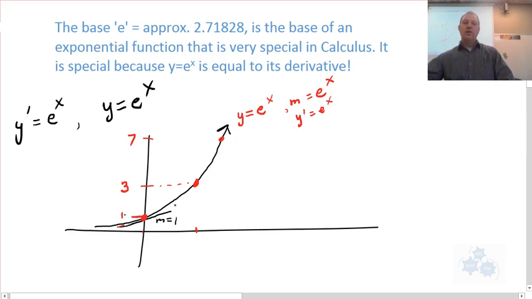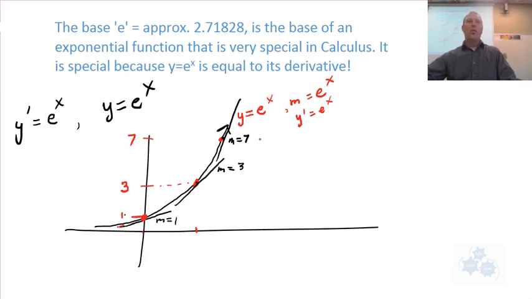The y value is 3, so guess what the slope of the tangent line is at this point? 3. The y value is 7. Guess what the slope of the tangent line is at this point? 9. It's not 9, no. It's 7. You getting it? So the y value of this function, y equals e to the x, is the derivative of the function.